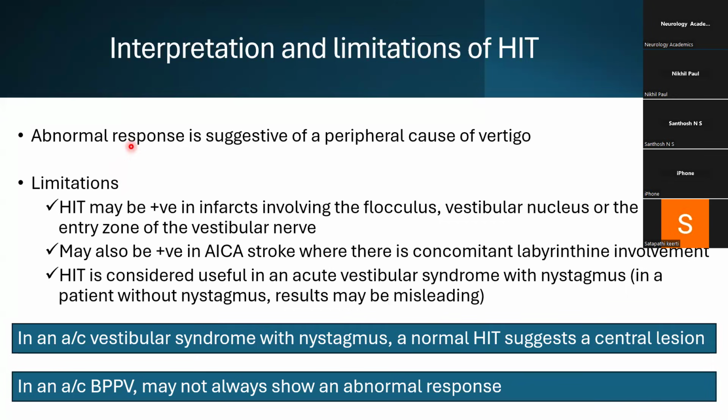So there are some limitations of head impulse test. The classical teaching is that in an acute vestibular syndrome with nystagmus, if it is normal, then it is a central lesion, but there are exceptions to either side. In BPPV, which we know is peripheral, they may not have an abnormal head impulse test. Also in central causes such as infarcts involving the flocculus or the vestibular nucleus or the root entry zone of the vestibular nerve, or when there is an AICA stroke with labyrinthine involvement, all of these can have a positive head impulse test also.